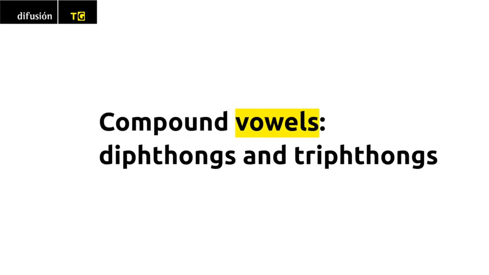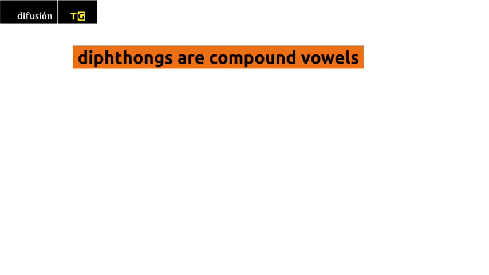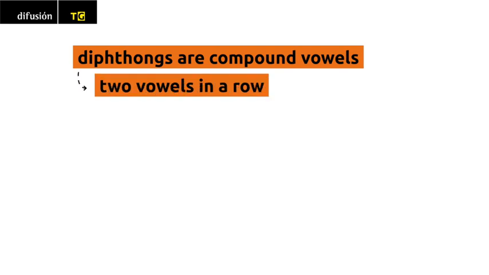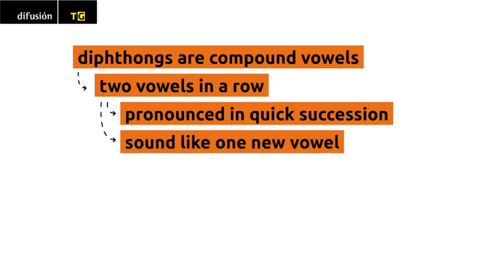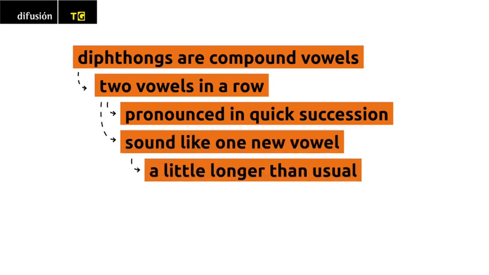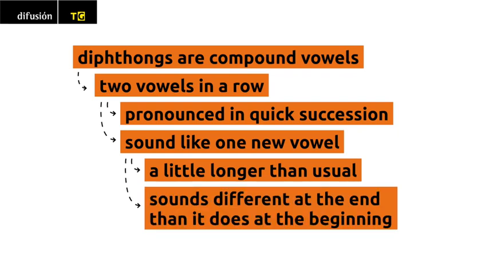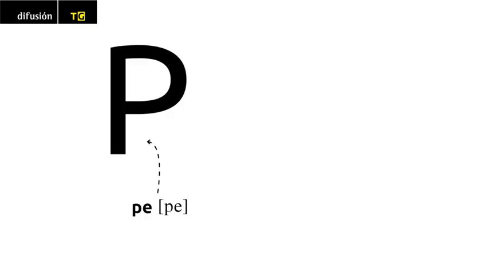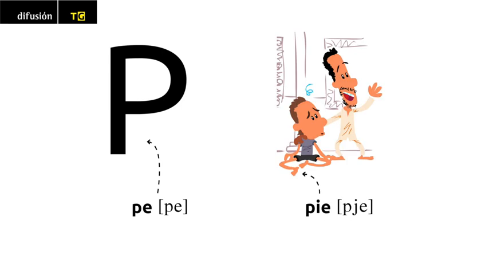Compound vowels. Diphthongs and triphthongs. Diphthongs are compound vowels. Diphthongs have 2 vowels in a row that are pronounced in quick succession and sound like one new vowel. A vowel that is a little longer than usual and sounds different at the end than it does at the beginning. Please listen to the difference between pie, and pie. In pie, the second word, the sounds I and E fuse together into one sound, the diphthong ye.